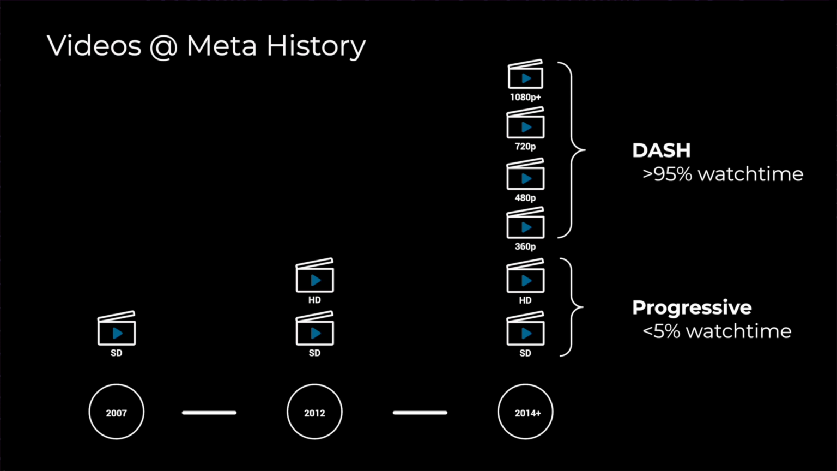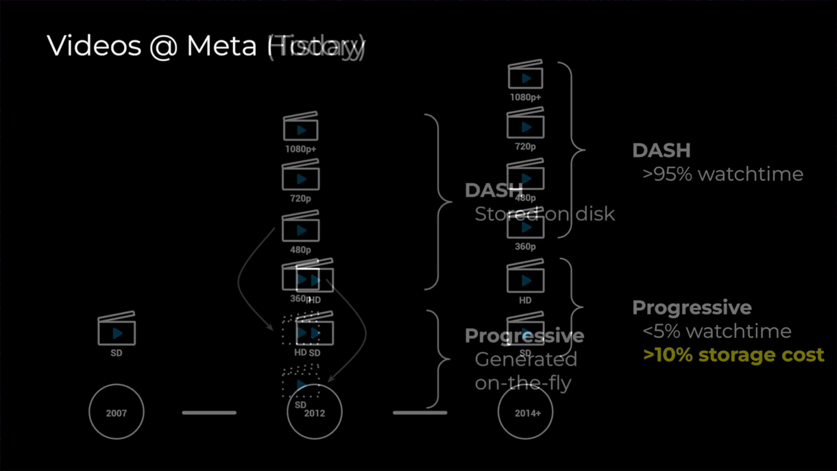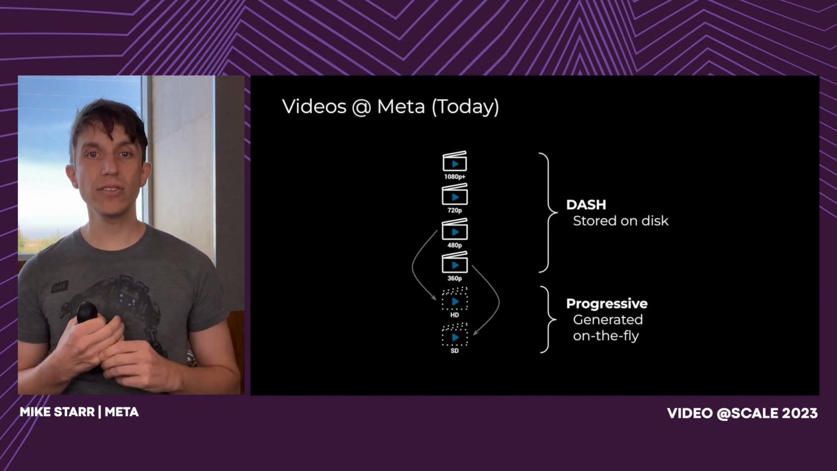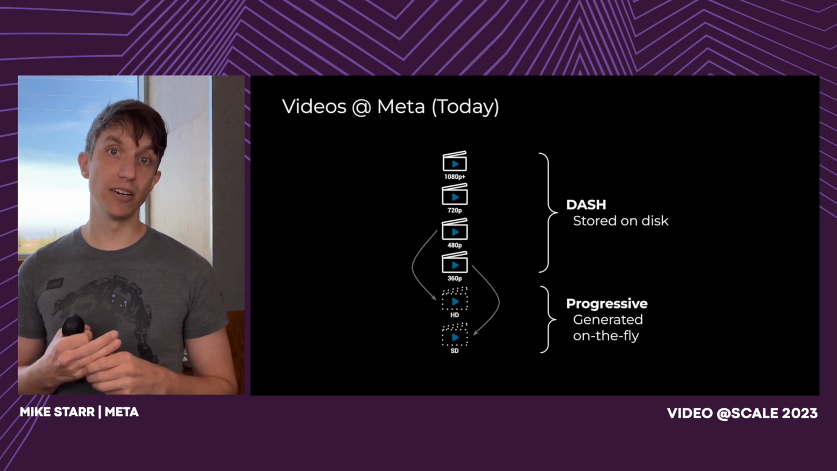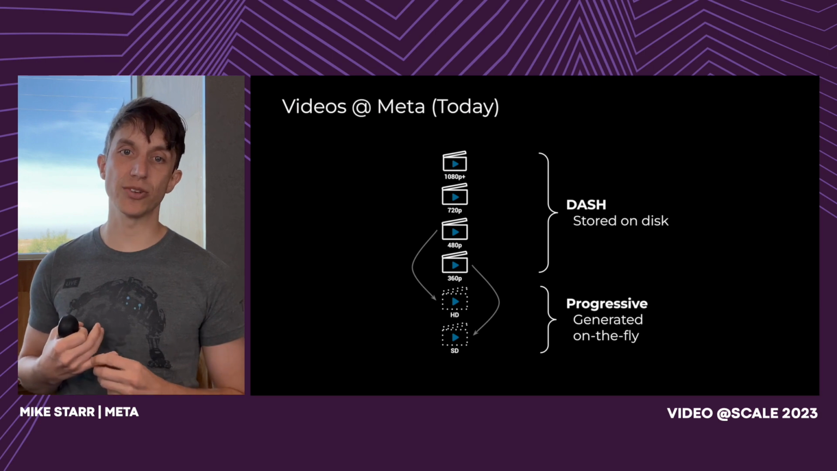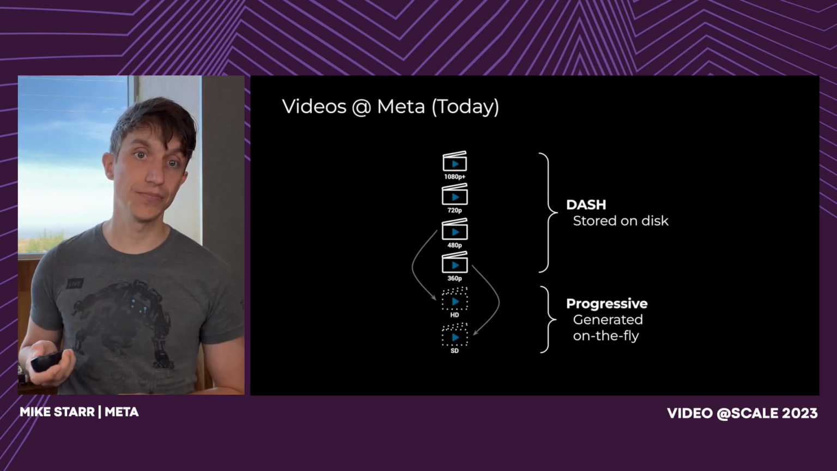As it turns out, one of the biggest consumers of storage was progressive MP4s. These are files that we keep around for video players and devices that do not support DASH playback. Now, while progressive gets less than 5% of the view time, it was costing us more than 10% in terms of physical storage costs. And hence, virtual video files were born. Rather than physically storing a separate copy of all of our progressive MP4s, we will create them on the fly using our DASH sources and virtual video files.